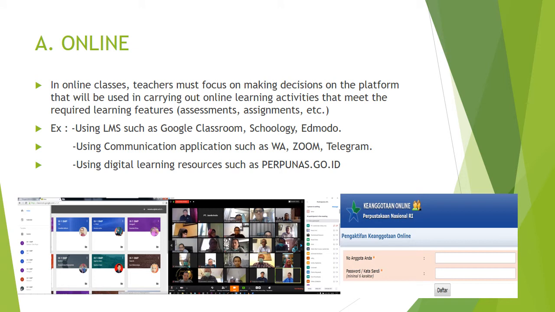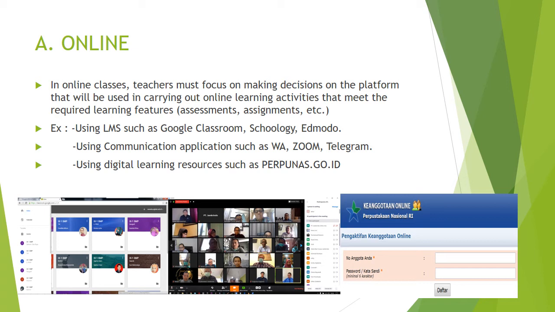First, we talk about the online class. In purchasing decisions for an online class, the teacher must focus on the platform that will be used in carrying out online learning activities that meets the required learning features, such as a segment feature, assessment, learning research, and others. And some things that need to be considered in purchasing for online learning are: number one, using an LMS or learning management system. We must prepare an LMS that can be used as a virtual class in our learning activities, such as Google Classroom, Schoology, or Edmodo.